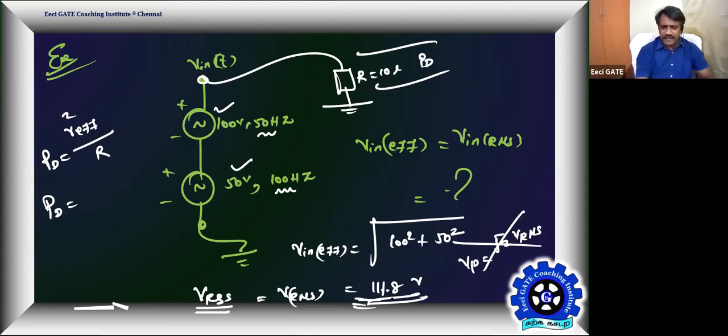Divided by 10. So hope you have the answer. Answer square divided by R. Tell me that is the power. That's the purpose of going with VRMS. That is the one responsible to deliver the power.